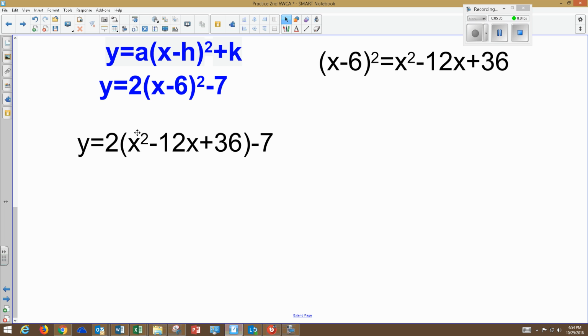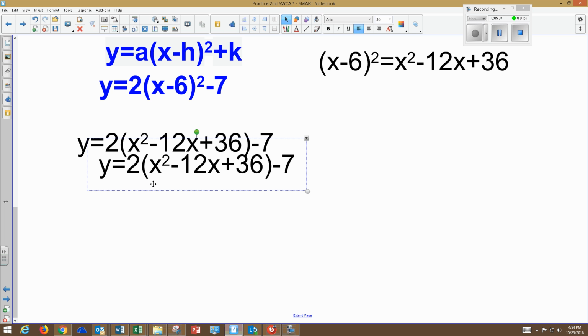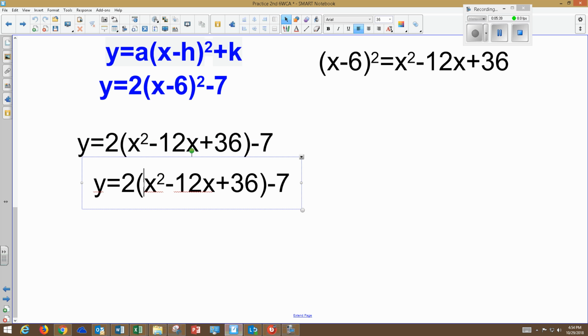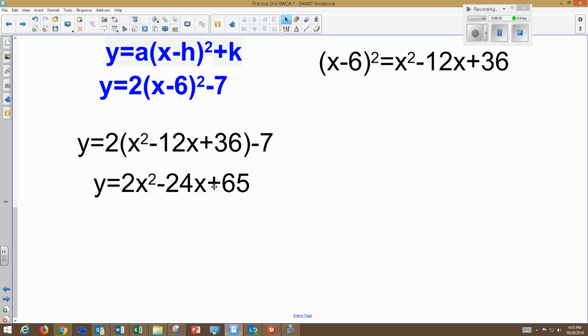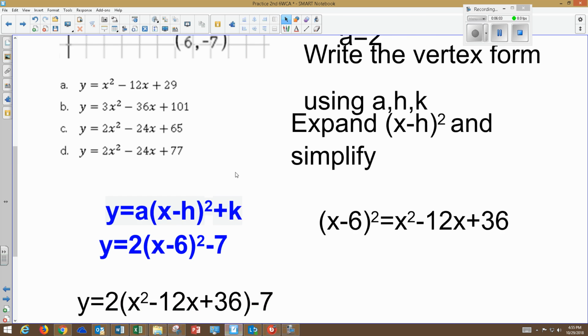So we got to multiply all this by 2. That's going to give me a 2x squared. That's going to be 2 times 12 is 24. And 2 times 36 is 72. And I don't need this parentheses anymore. And 72 minus 7 is going to be 65. So which one matches?